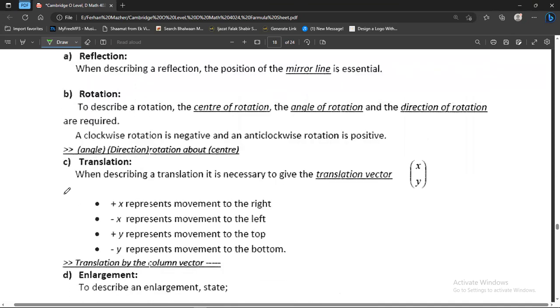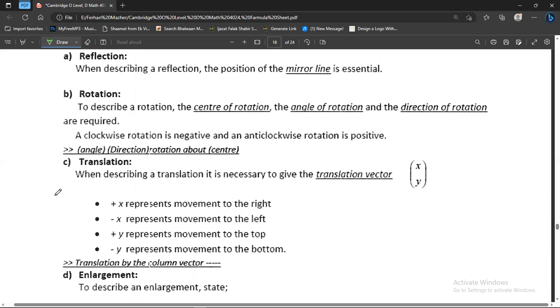Okay, so if you have the image and the object both given in a rotation, and you want to find out the center of the rotation, you join the corresponding points of the object and the image, and you draw the perpendicular bisector of that line. You do it with 2 or 3 corresponding points in the object and the image, and where those perpendicular bisectors intersect each other, that will be your center of rotation.